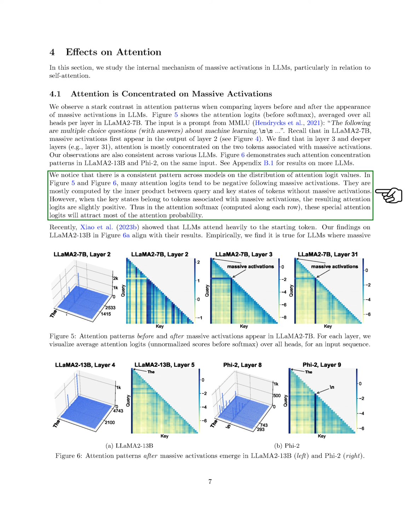Our analysis showed that attention logits, which are calculated before the softmax operation and determine the distribution of attention, were mostly negative except when associated with tokens having massive activations, where they turned slightly positive. This means that during the softmax calculation, these tokens with massive activations attract the majority of the attention probability.